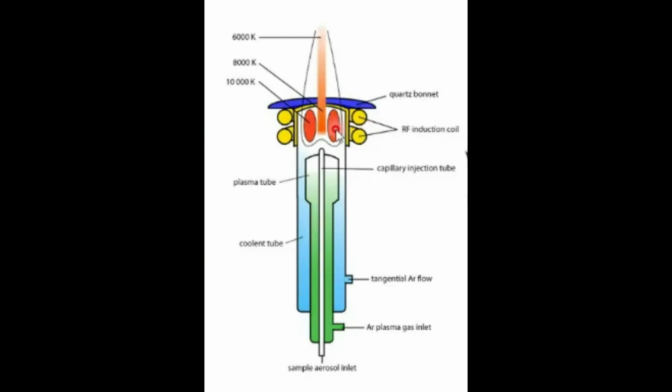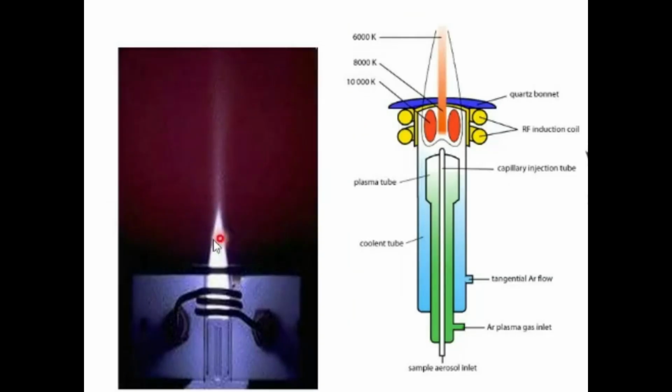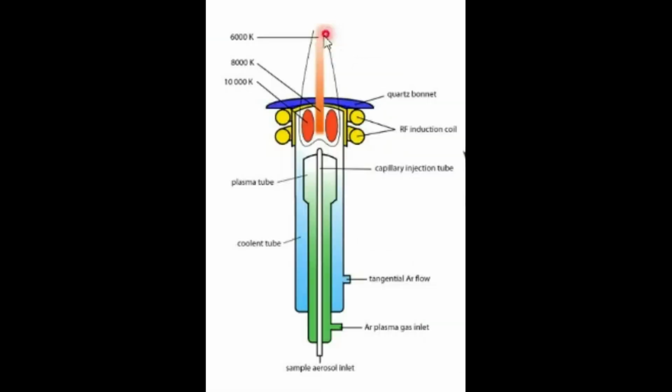Immediately in proximity to the radio frequency induction coil, the temperature is as high as 10,000 Kelvin. You can imagine how hot that area is. Then in the middle, you have 8,000 Kelvin, and near the tip of the flame, somewhere here, the temperature is 6,000 Kelvin. Now, depending on the area through which you are passing, your electromagnetic radiation will be selected carefully depending on the temperature. At different temperatures, different analytes can be measured.